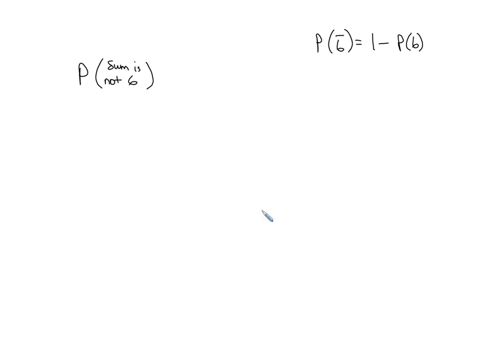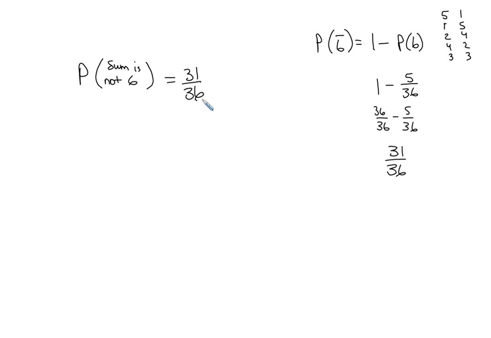How many ways can we get 6? 5 and 1, 1 and 5, 2 and 4, 4 and 2, 3 and 3. Altogether, that's how many? 5 out of 36. So 1 minus 5 out of 36 is 36 over 36, when we get a common denominator, minus 5 over 36, that's 31 over 36.